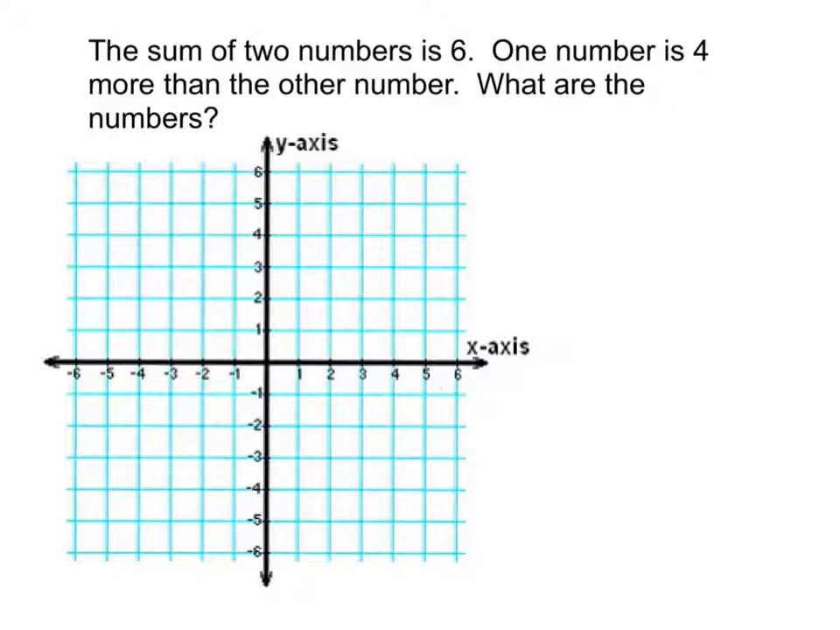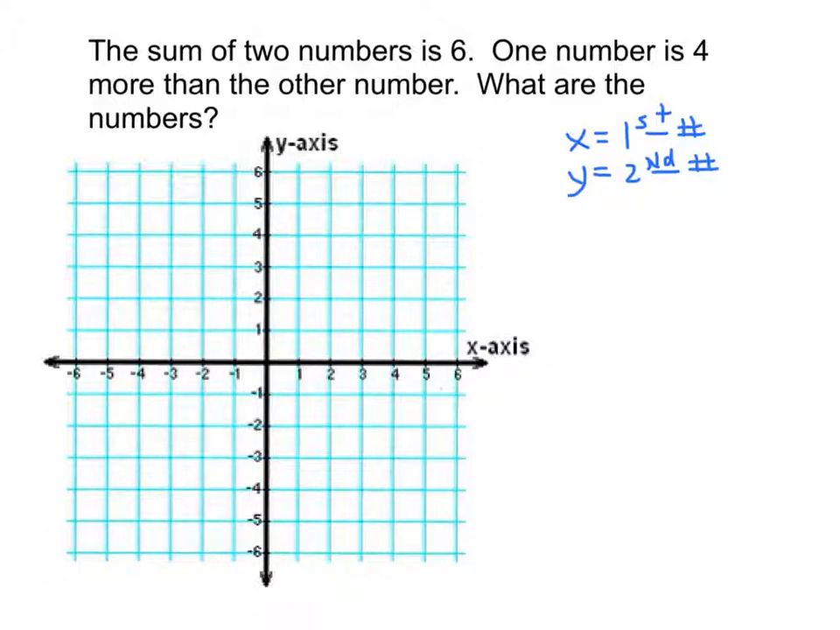Even though this is not a real practical problem, one that you would see in everyday life, I want to start off with it just to illustrate something. The sum of two numbers is 6. One number is 4 more than the other number. What are the numbers? If I wanted to solve this, I would start off by deciding what I want x to equal and what I want y to equal. So I could say that x is the first number and y is the second number. Once again, I call this the labeling part, and I think this is very important.